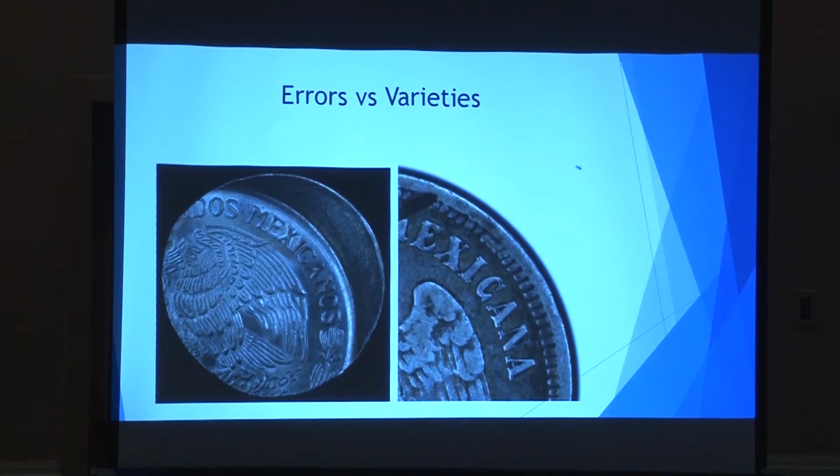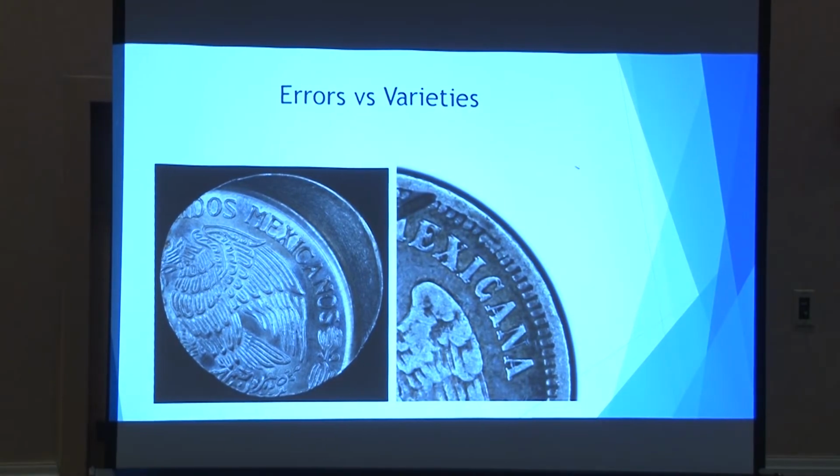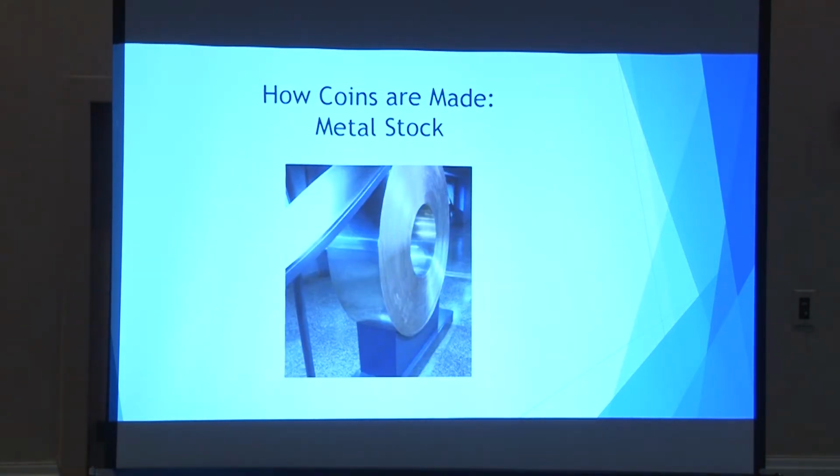One of the biggest questions that people still, even experts, have is what is an error versus a variety? An error coin is something that was created outside of mint tolerances in the production of a coin. A variety is something that occurs on a die that is repeated and differs from the design enough for it to be categorized as something that's different. Now, understanding how coins are made is how you can understand how these error coins exist and what those errors are.